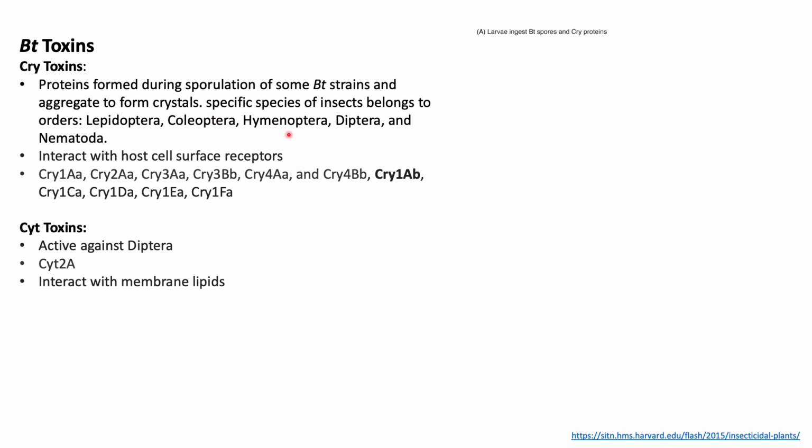So Bt produce insecticidal proteins during the sporulation phase of their life cycle and aggregate to form parasporal crystals. These crystals are predominantly comprised of one or more proteins, which are the cry and the cytotoxins, also called delta endotoxins. So cry proteins are specifically toxic to the insect orders Lepidoptera, Coleoptera, Hymenoptera, Diptera, and also to nematodes. In contrast, cytotoxins are mostly found in Bt strains and are active only against the insects of the order Diptera. Also, these two toxins, they have different mechanisms of action.